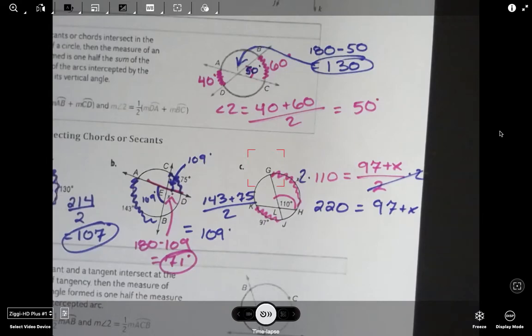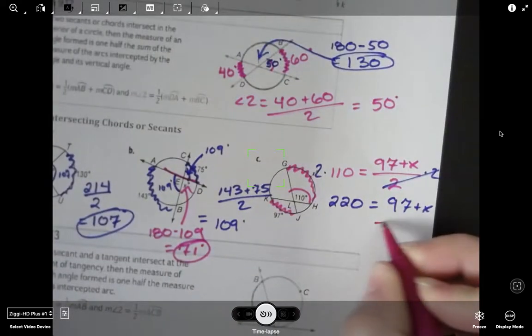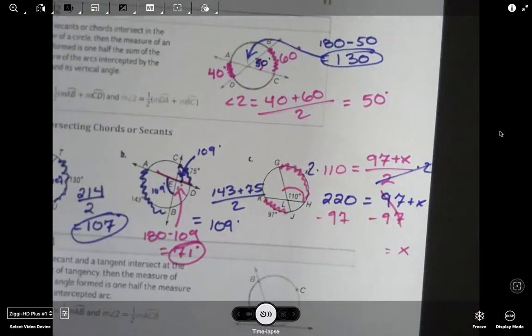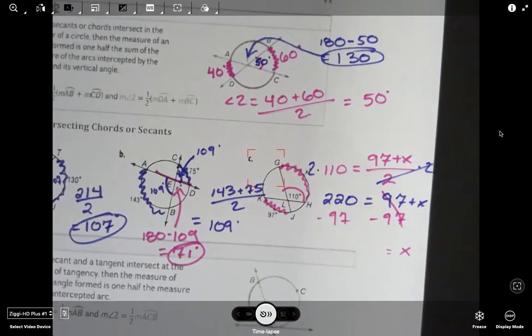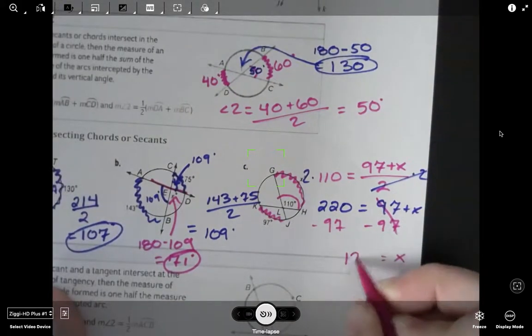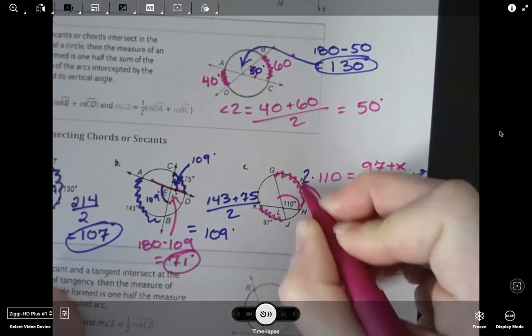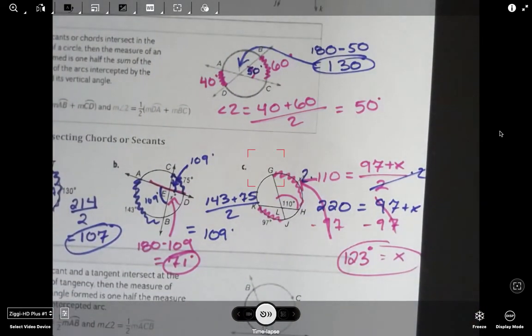220 equals 97 plus x. And then, last thing, subtract 97. Minus 97. Okay, so x is, I can't do that math. 123, thank you. 123 degrees is what this side is. Okay. Now, notice that these lines are not intersecting at the center of the circle, right?